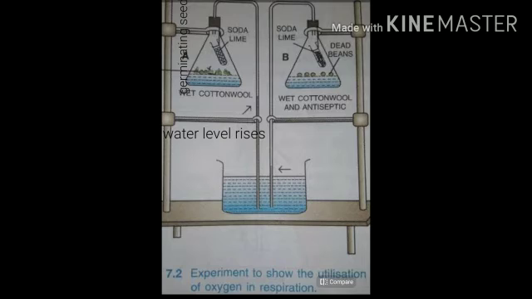We observe that the delivery tube connected with flask A shows a rise in water level. Now let's understand why is it so. Setup A, germinating seeds have respired. They have respired, that means they have used oxygen for respiration. And the carbon dioxide that was given out was absorbed by soda lime.